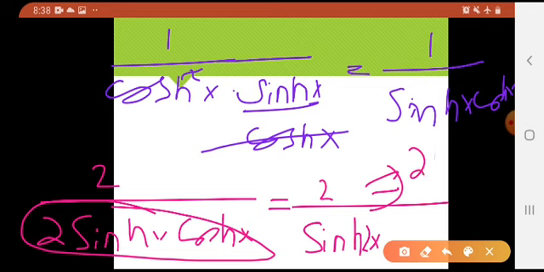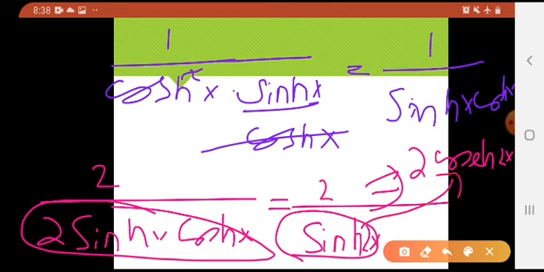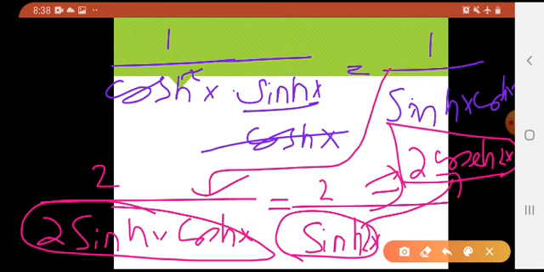You can write it as 2 cosecant hyperbolic of 2x. 1 over sine is cosecant. So that's how you got the answer from the book. Just for that reason, and this could be used in MCQs, you know. So that's why you should know about this simplification.